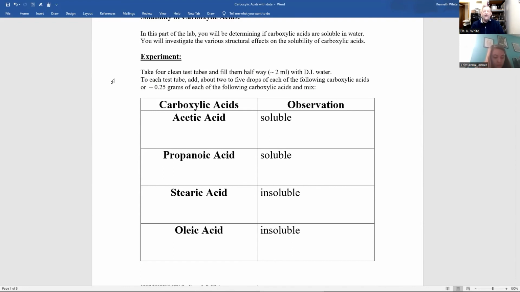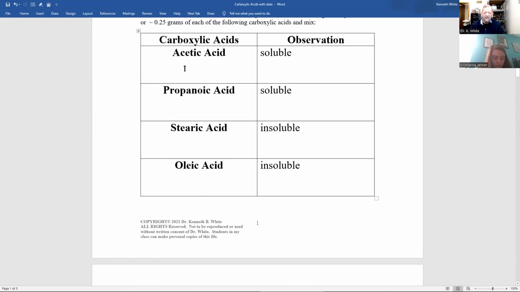And what I don't have here, which I normally do and I forgot to put on here, underneath where it says acetic acid, propanoic acid, and stearic and oleic, draw the structures. And you can find stearic and oleic acid if you use my favorite search engine, Google.